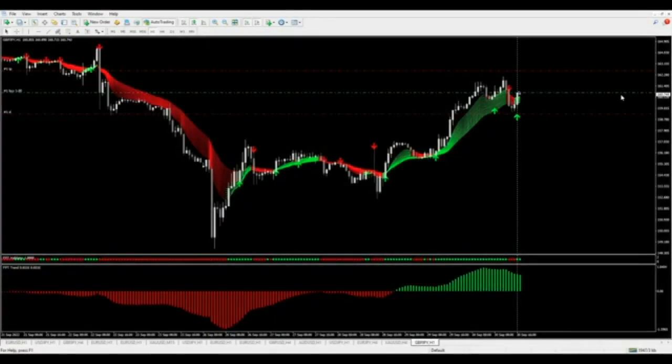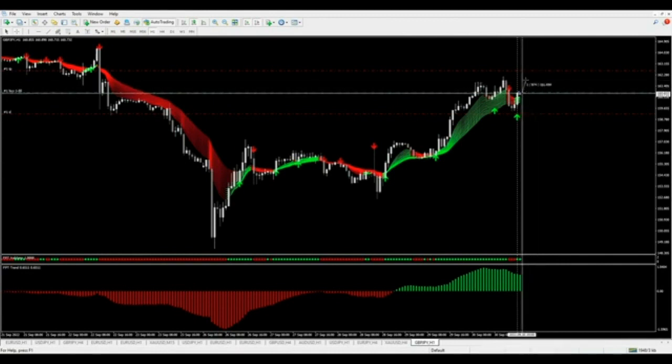We got the signal to go long and I'm in the buy trade. The stop loss is under the swing low and the target is placed 1-to-1. The target on this one is going to be 175 pips. So now I'm just going to let this trade play out and I will be back when it's over.